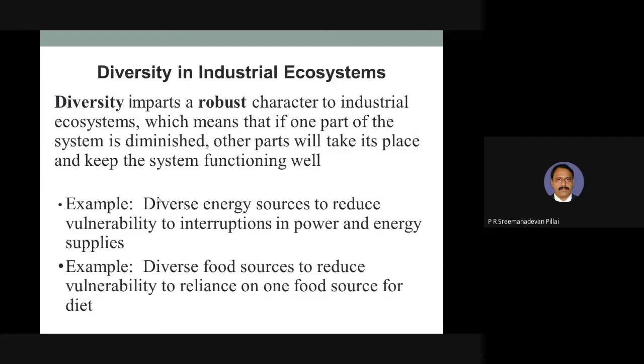So industrial ecosystems are diverse in nature. Like the earth is diverse, nature is diverse, human beings are diverse. The industrial ecosystem is quite diverse. You cannot equate one system with another. And the way in which the system can work also will be different. You cannot have the same recycling system everywhere. And diversity and robustness.